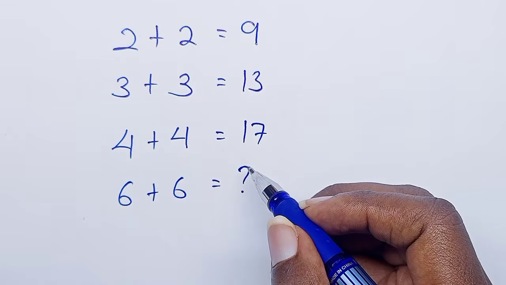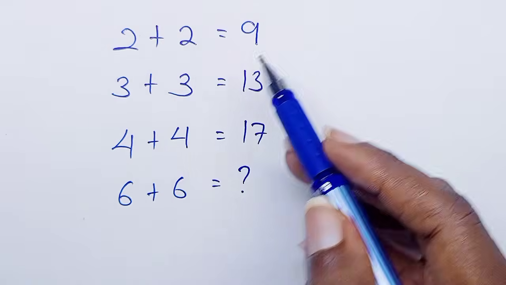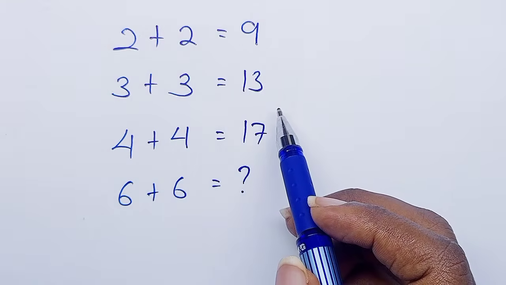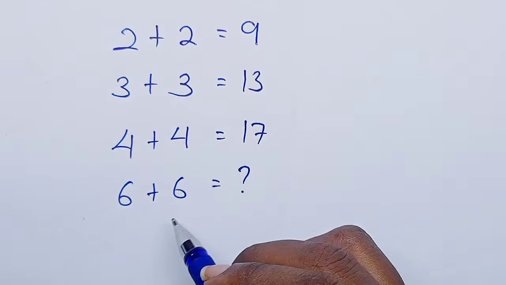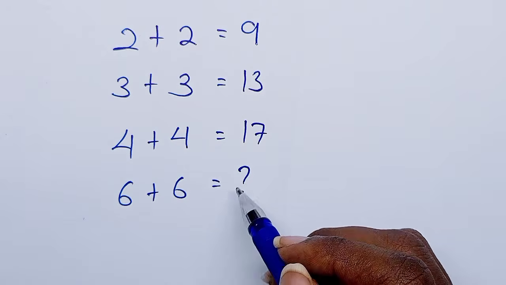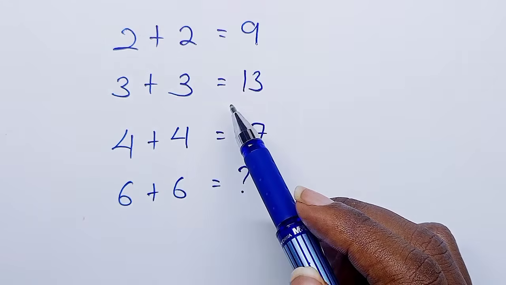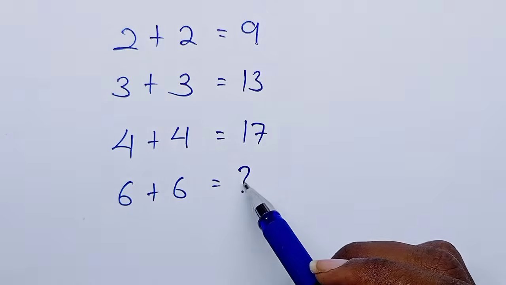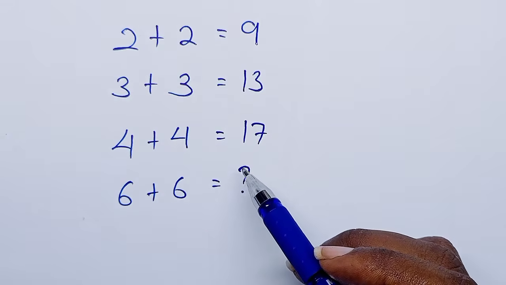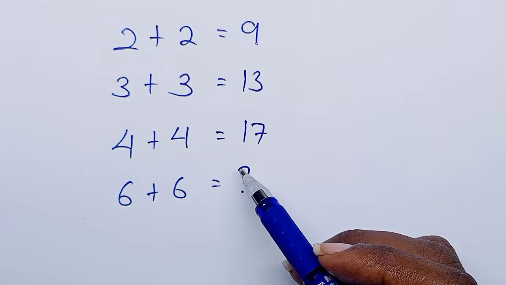Let's look at the third question. 2 plus 2 is equal to 9. 3 plus 3 is equal to 13. 4 plus 4 is equal to 17. So what do you think 6 plus 6 is equal to? If you look at this puzzle and follow the series or the sequence, what value do you think comes here? You can pause the video, work it out, and see the answer that you get.